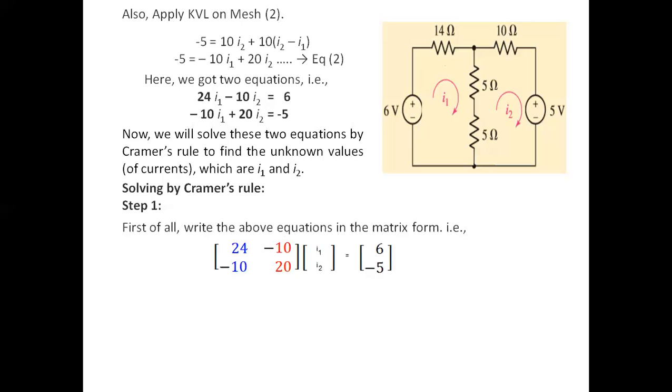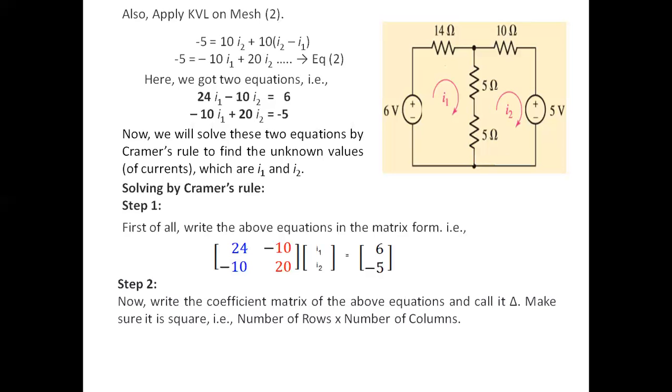After finding those values, I1 is equal to delta 1 by delta, and I2 is equal to delta 2 by delta. This is the procedure to find the values of currents I1 and I2 in the meshes. Now we'll see finding the determinant. That is the first one, called determinant delta. It is a square matrix because the number of rows and columns are the same, a 2 by 2 matrix here.